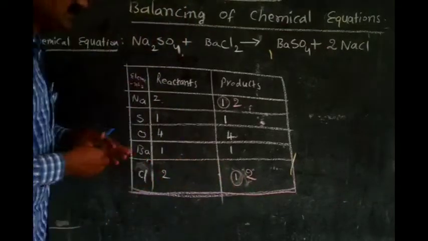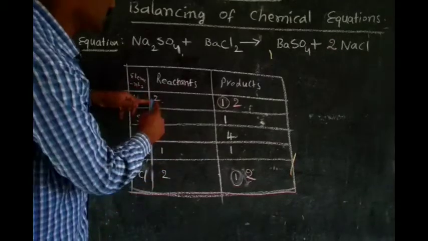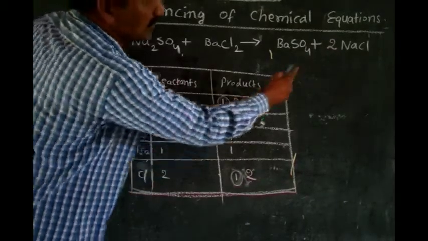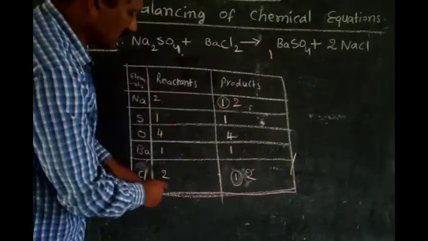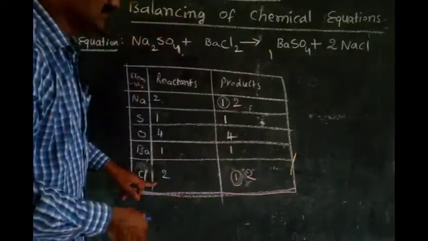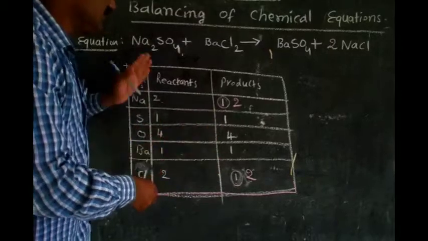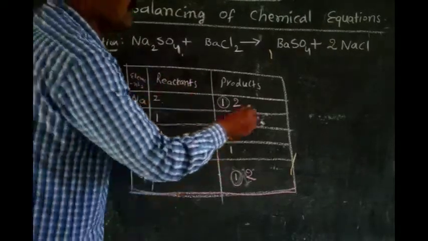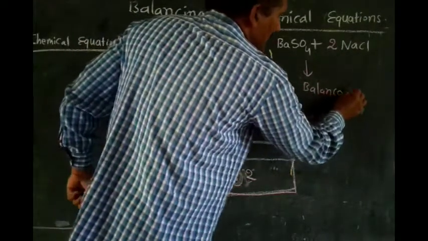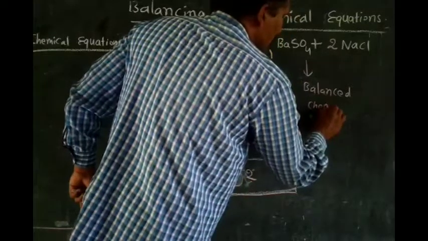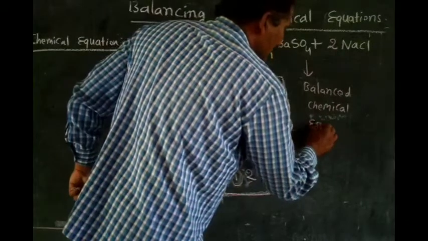Now we can see that sodium is balanced. Here in the reactants 2 atoms, in the products also 2 atoms. Now chlorine also. Here in the reactants 2 atoms, in the products also 2 atoms. By this all are equal in reactants and products. That's why it is called the balanced chemical equation. We have arrived at the balanced chemical equation.